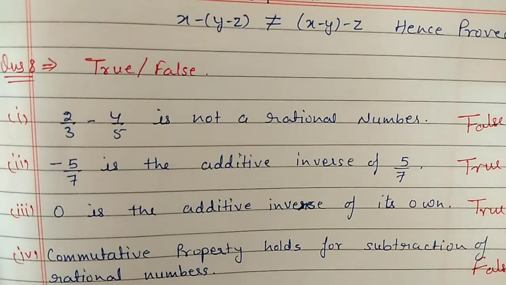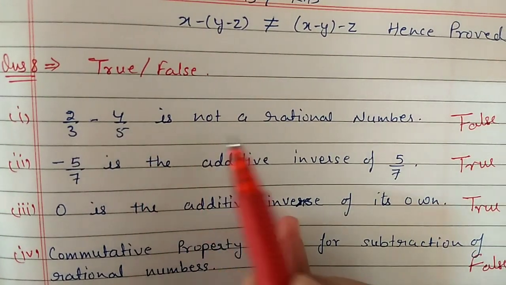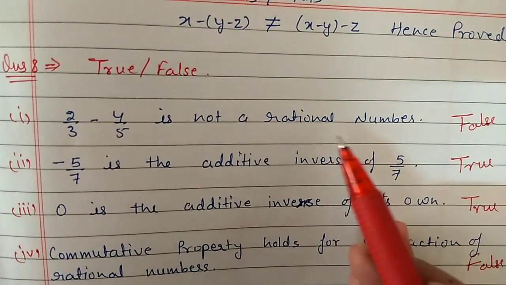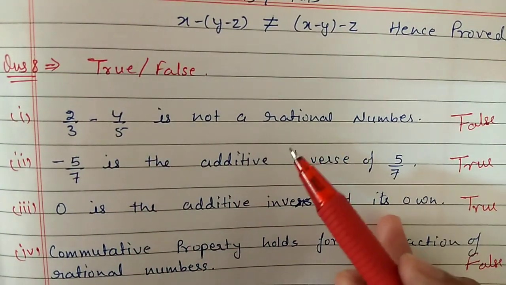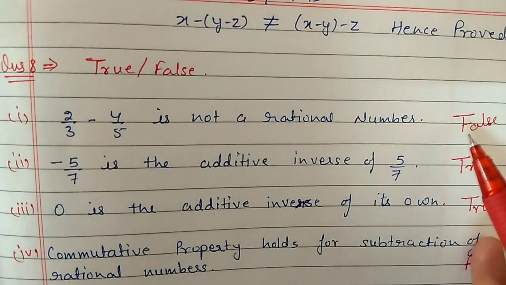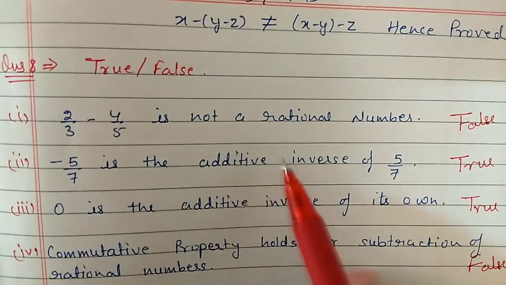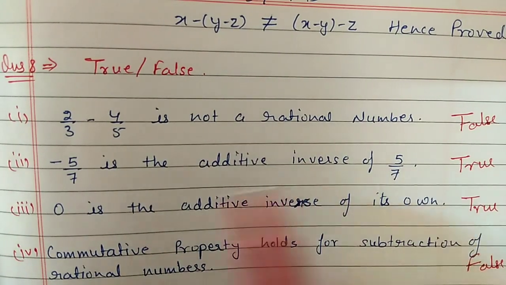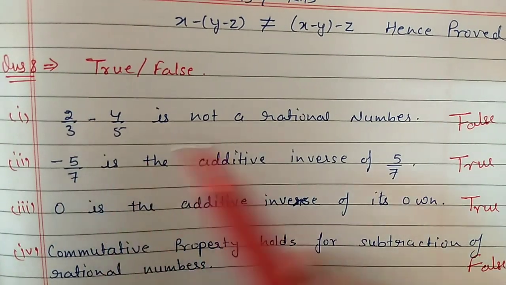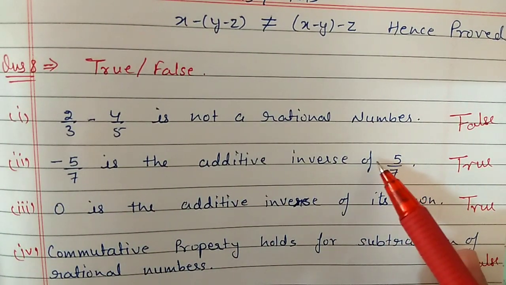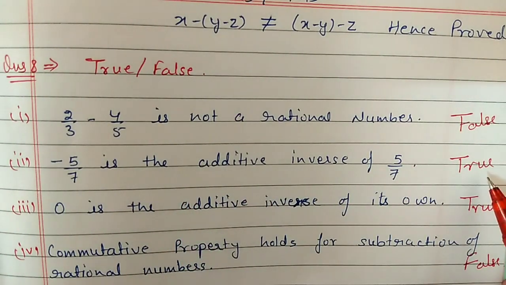Next, last question. True, false. First part, 2 by 3 minus 4 by 5 is not a rational number. So according to the first property, we know if we do the subtraction of two rational numbers, the answer will be a rational number. So it means this statement is false. Second one, minus 5 by 7 is the additive inverse of 5 by 7. So additive inverse means just you have to change the symbol here. Minus 5 by 7, additive inverse will be plus 5 by 7. If a symbol is not mentioned, it means plus is there. So this statement is true.